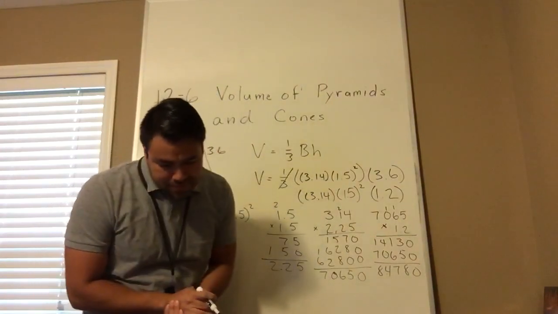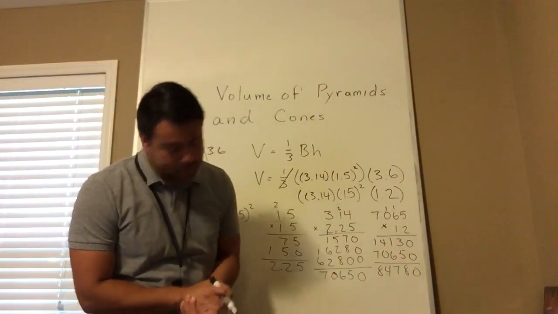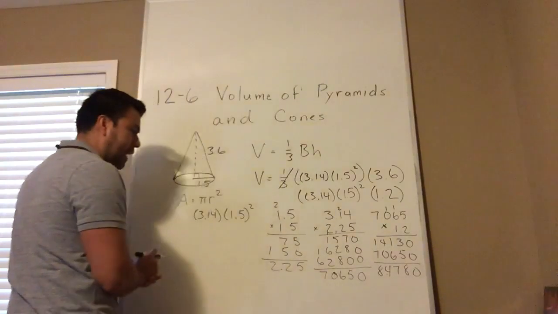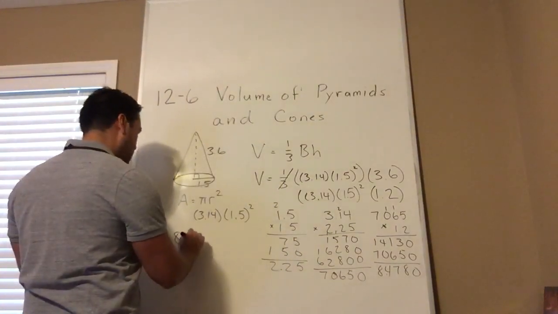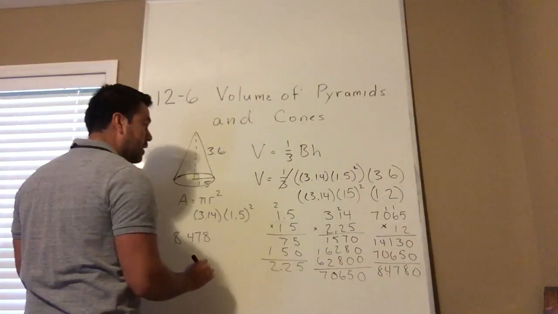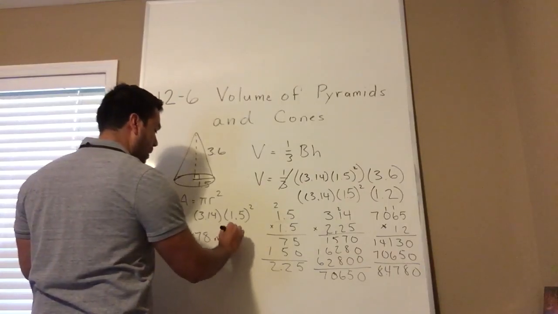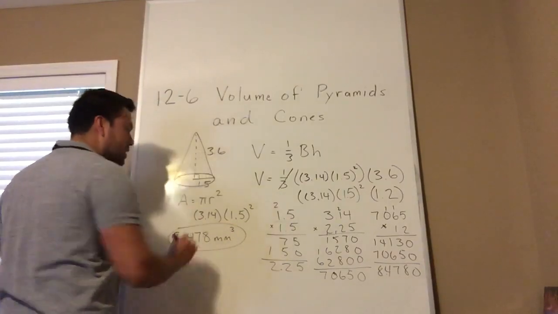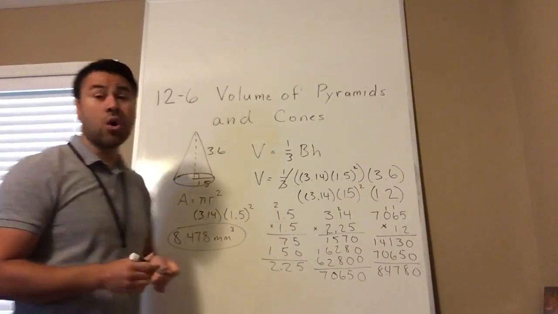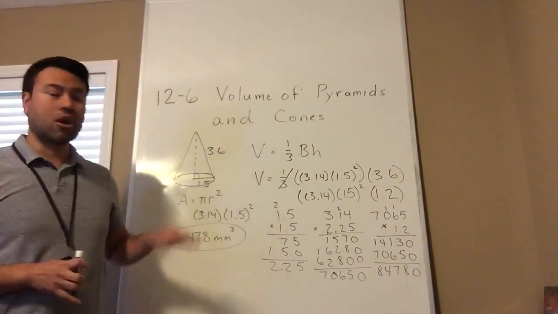So I get 8.478. And we're talking about cubic millimeters. So that is the volume of this cone in this case. This cone that has a circular base.